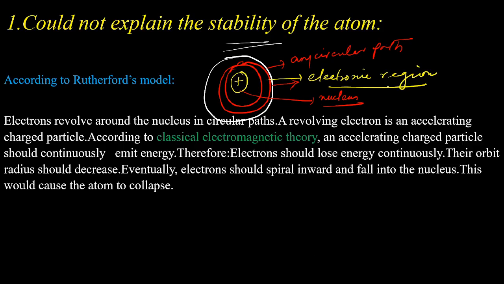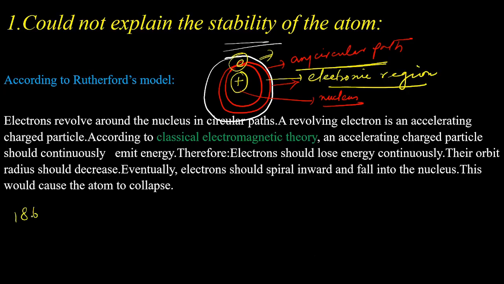So there was no specific circular orbit. Rutherford stated electrons can rotate around the nucleus in any circular path. There was no fixed circular path where electrons can move. Rather, electrons can use any circular path to rotate around the nucleus. So this was the statement of Rutherford.